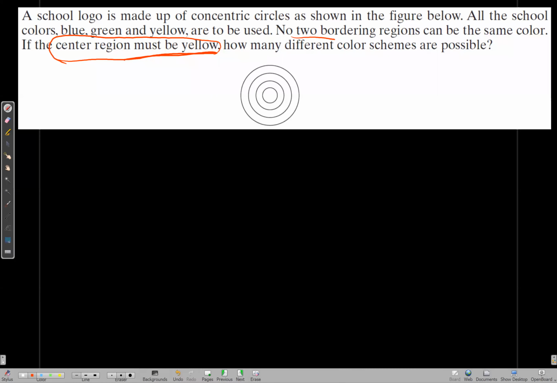And no 2 boundaries can be the same color. That's the second. And the third one is this part right here, all the colors to be used. Now let me forget about that for a second and address this problem.